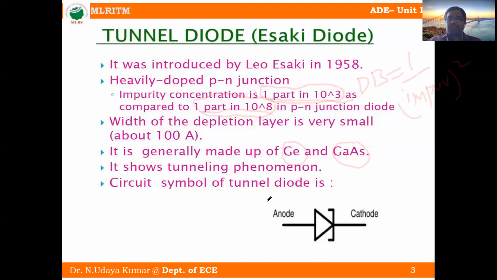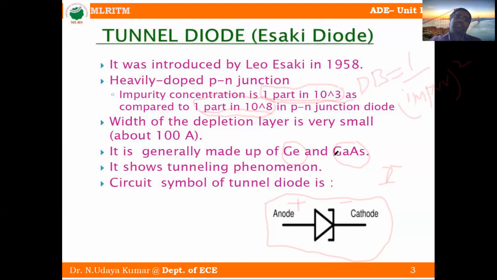The symbol of the tunnel diode is like this. See, it is a two terminal device, anode and cathode. So this is the tunnel diode symbol, which we already know. This is only one line. Anode means positive, cathode means negative. So this is the diode symbol.